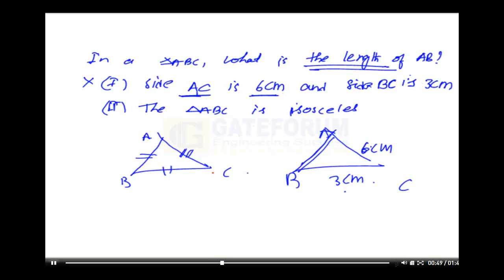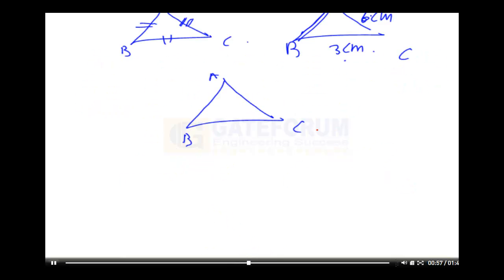Now let us combine both the statements 1 and 2. If I combine both the statements 1 and 2, ABC is a triangle with AC as 6 centimeters, BC as 3 centimeters, and also the triangle is isosceles. If the triangle is isosceles, this side can be either 6 or it can be 3. So there are two possible answers for side AB.